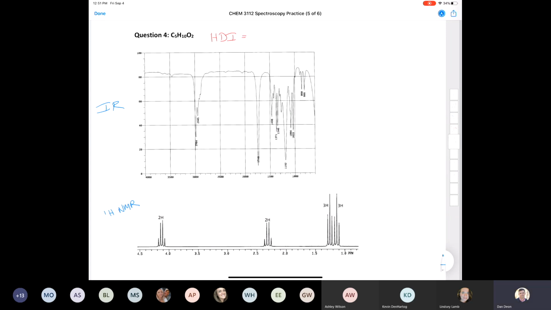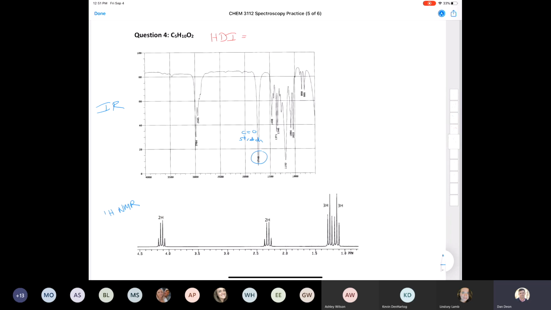Somebody says a ketone. Okay, Eric says a ketone. Well, there's definitely a carbonyl group. I agree with you on that. There's certainly a carbonyl stretch. Yeah, we have that. Yep. But what are the possibilities if we have 2 oxygens? Oh, an ester, I mean.